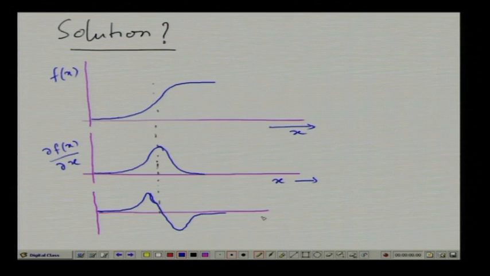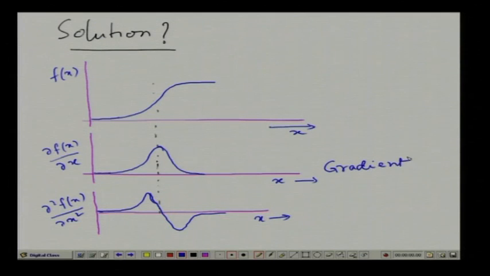So, this is the second order derivative. Again on this direction we are putting x, on this direction we are putting del 2 f x by del x 2. So, this is f x, this is gradient, and this is Laplacian.